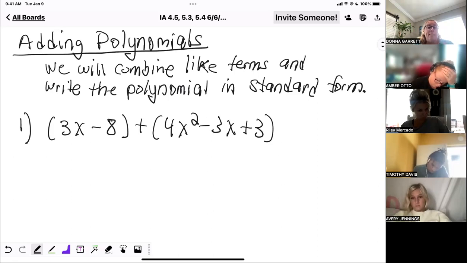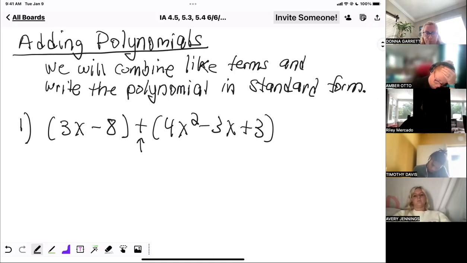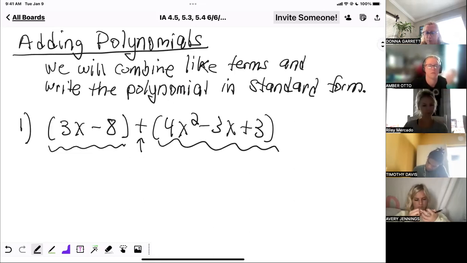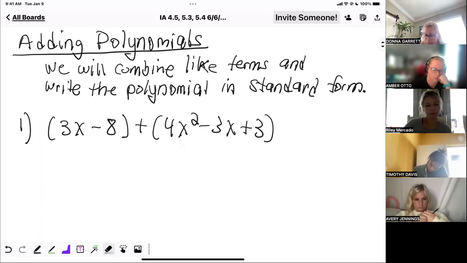So do I need the parentheses? No, I'm not multiplying. How do I know I'm not multiplying? See that plus sign? That means I'm adding. I really don't need the parentheses. They just give you parentheses to say, hey, this is my first polynomial. This is my second polynomial. Add them together. But we really don't need them. For adding, we don't need our parentheses. Notice I said for adding. We need them for other things. We don't need them for adding. So just to make it more clear, I'm going to rewrite it without parentheses.